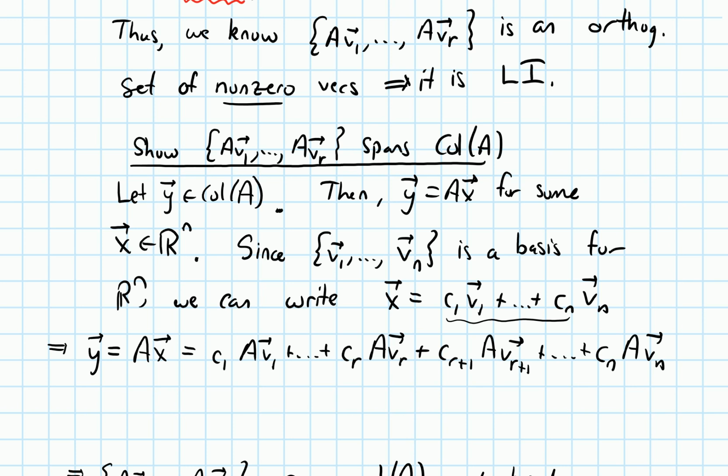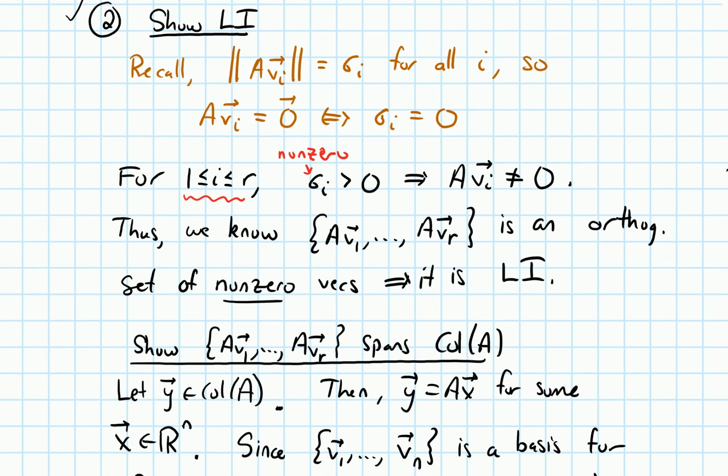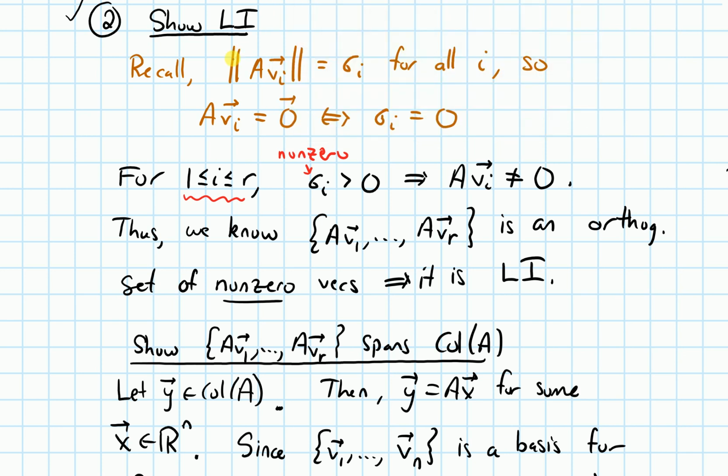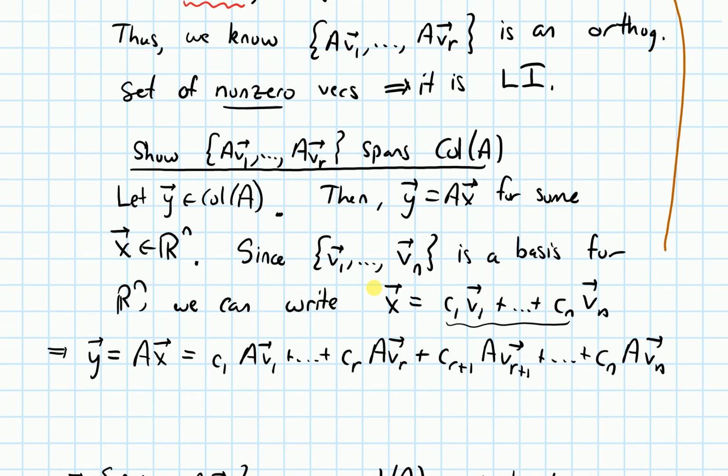Alrighty. So the reason I'm splitting this up in terms of the first r terms and then everything after those first r terms is because of what we observed earlier. So we observed earlier that the length of A times Vi is equal to sigma i, and moreover, A times Vi is going to be equal to 0 if and only if sigma i is 0. So I want to apply this down here. Let's apply this to our column space of A portion.